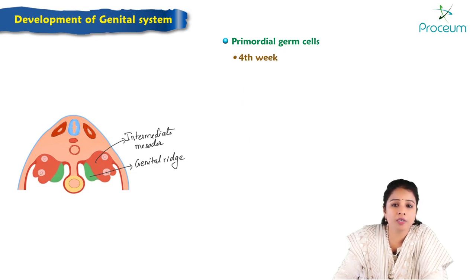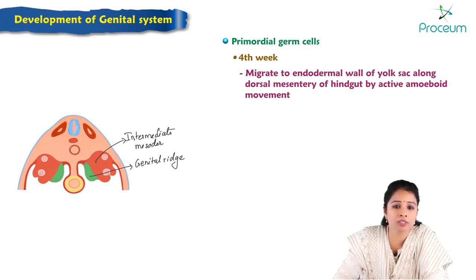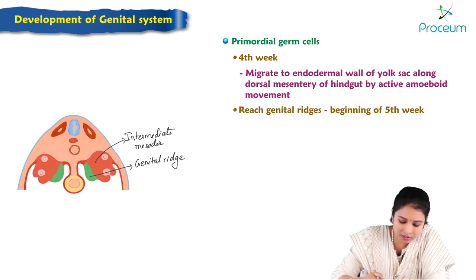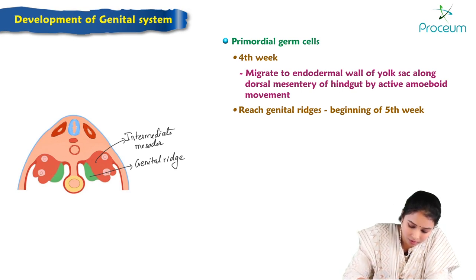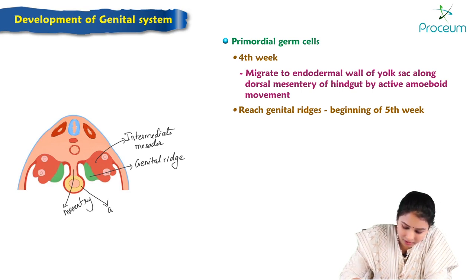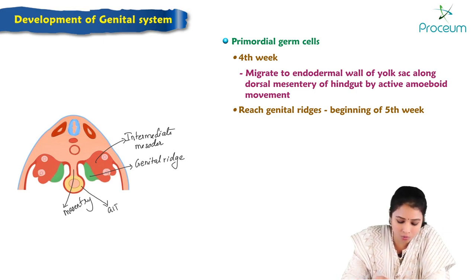So during fourth week, these primordial germ cells which are present in the endodermal wall of the yolk sac, they migrate along the dorsal mesentery of the hindgut by active amoeboid movements and reach the genital ridges at the beginning of fifth week and invade the genital ridges. So here is the genital ridges. So along the mesentery, this is the mesentery. This is the developing GIT, which is derived from the yolk sac.